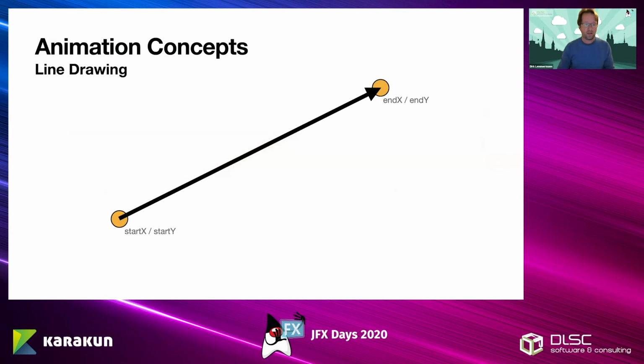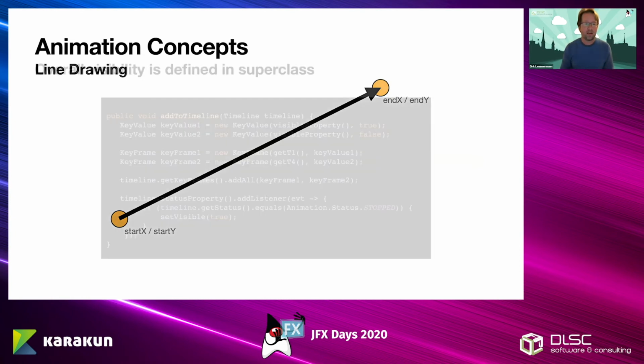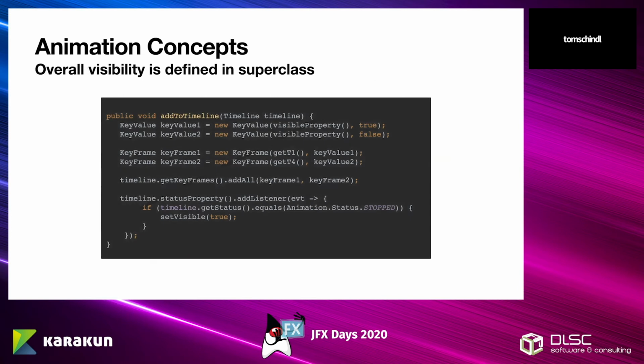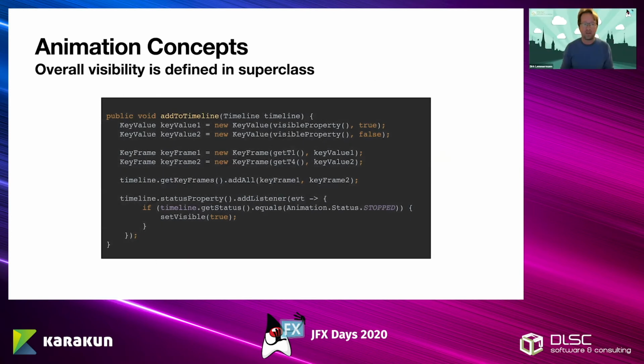So if, for example, you have a line, you want to animate this, then in JavaFX, you have these properties for start X, start Y, and end X, end Y. And you can just create properties and bind them to the line objects. And if you want to just show or hide this arrow, all you need to do is define 2 key values where you change the visible property from true to false. And in this case, we also add 2 keyframes. And keyframe, the first one will happen at T1.